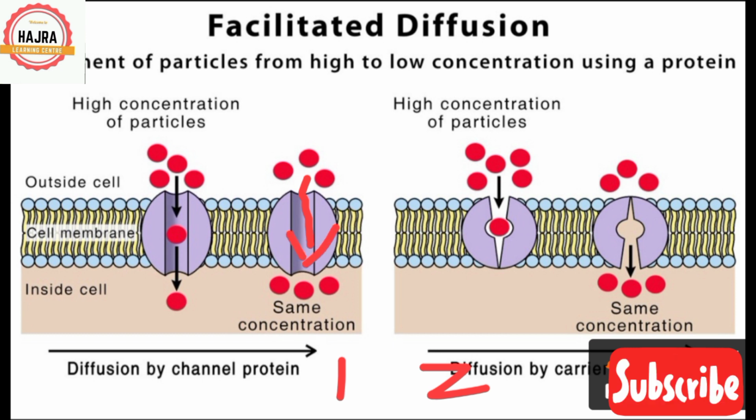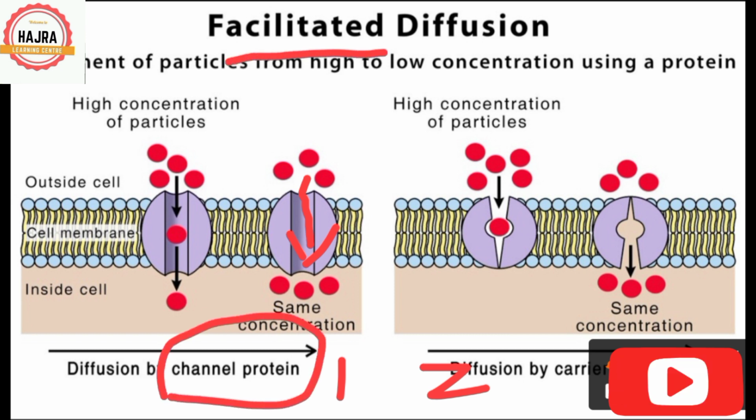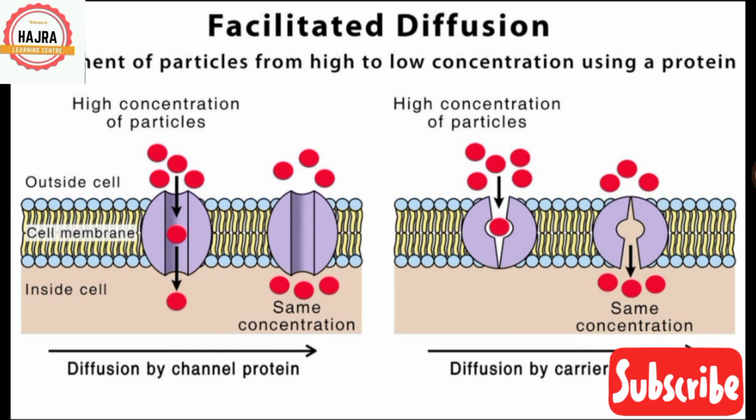Just because of protein, they easily pass through the cell membrane and they can easily go to the other side. So this is called facilitated diffusion by channel protein. Channel means something giving the path to the molecules, and proteins give the path to the molecules. So these are channel proteins. Now what happens in the carrier protein?